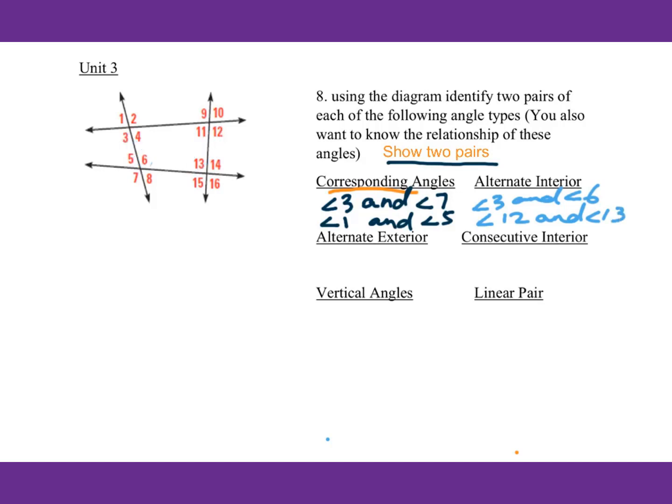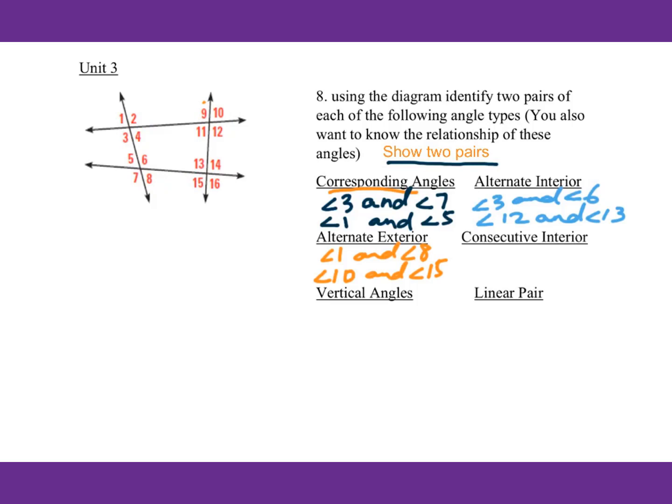Alternate exterior angles, like number 1 and number 8, number 2 and number 7, number 9 and number 16, number 10 and number 15. I will choose 2 pairs to write down: angle 1 and angle 8, angle 10 and angle 15.